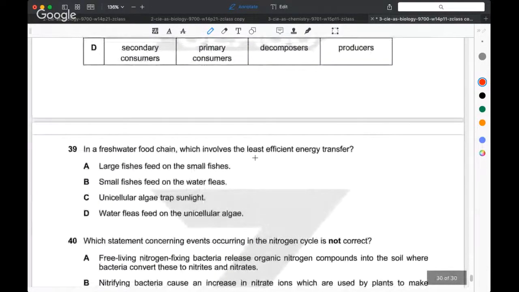All right, so the last couple that the examiner flagged up for students were the last 2 questions on this paper, question 39 and question 40. It's saying in a freshwater food chain, which is the least efficient energy transfer. So for a food chain, of course, at the start of the food chain you've got your producers, haven't you? These are the autotrophs. And typically we think of plants there, don't we?